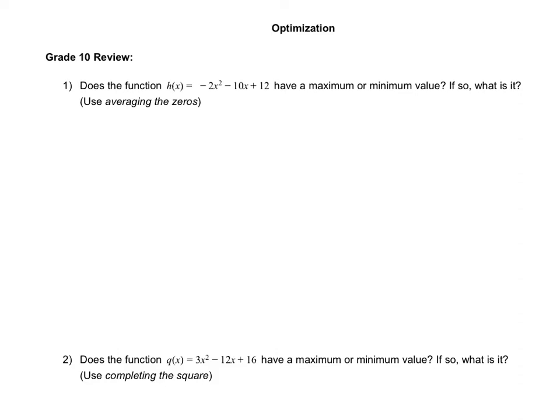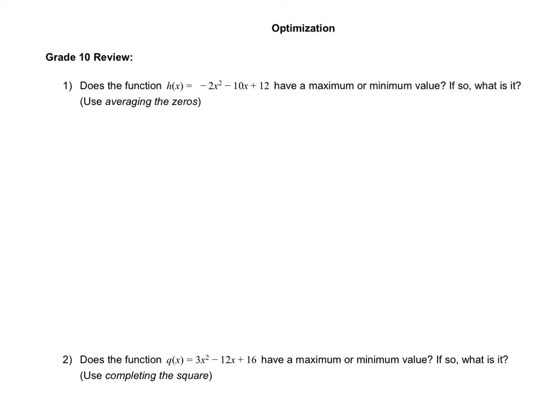When you try to optimize a quadratic equation, you are trying to find the vertex. If you remember from grade 10, there were two different ways for you to find the vertex of a parabola. One was averaging the zeros, and the other was completing the square. So we're just going to do a quick refresher on each method before I show you a grade 11 little shortcut and trick to finding the vertex.